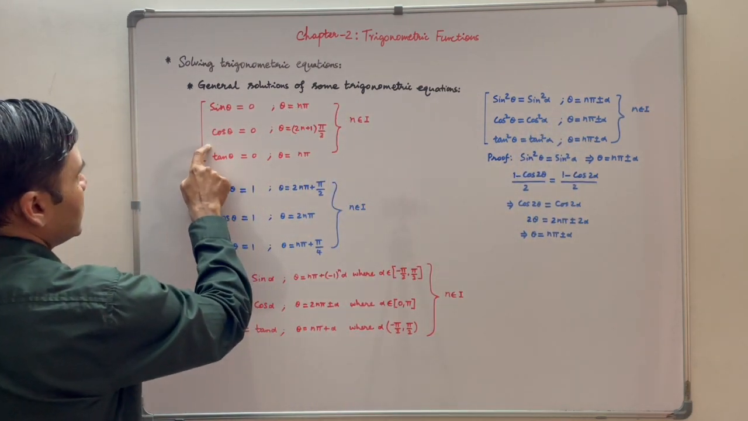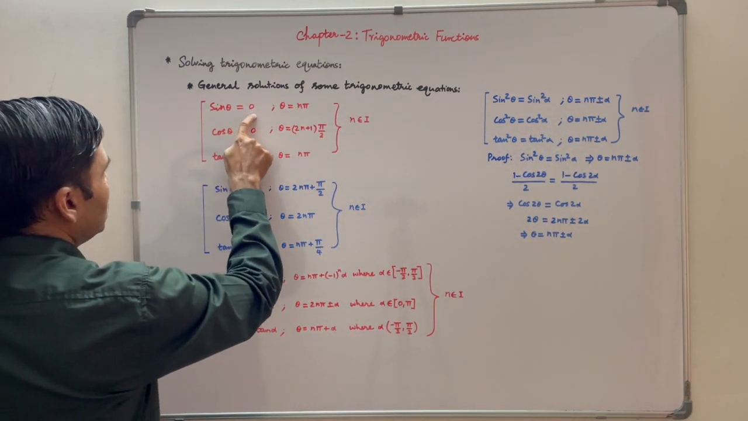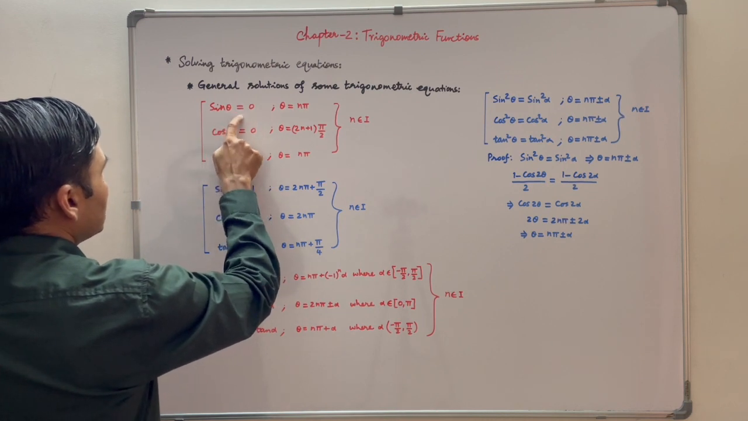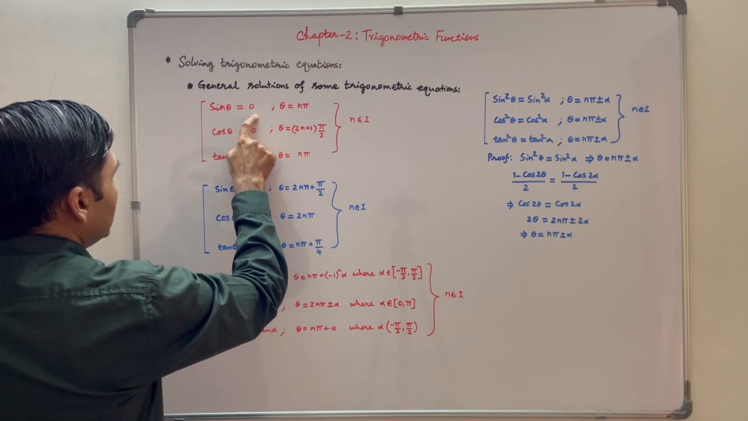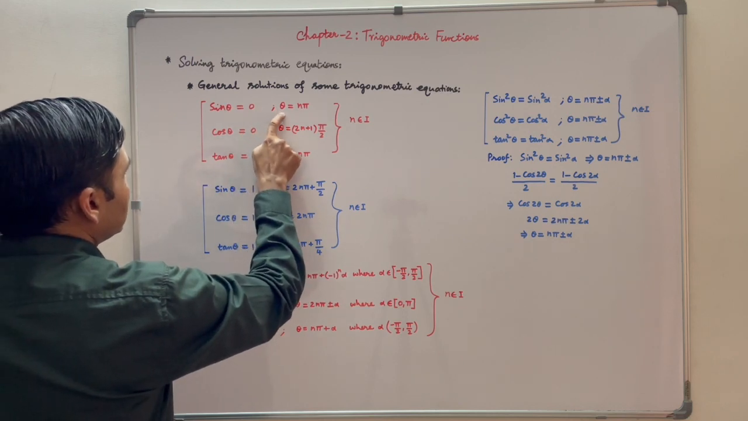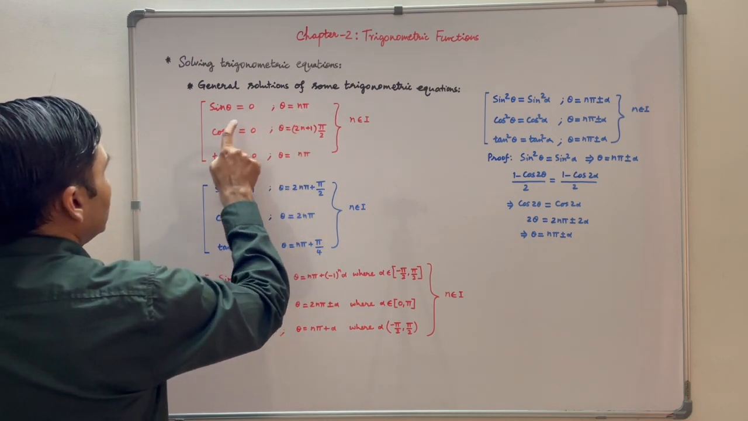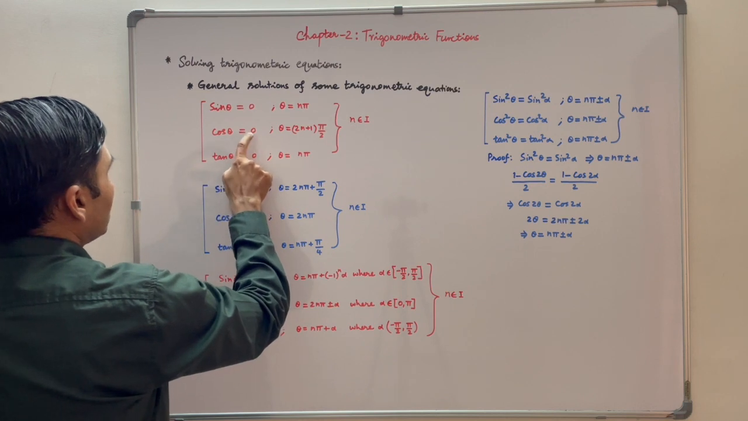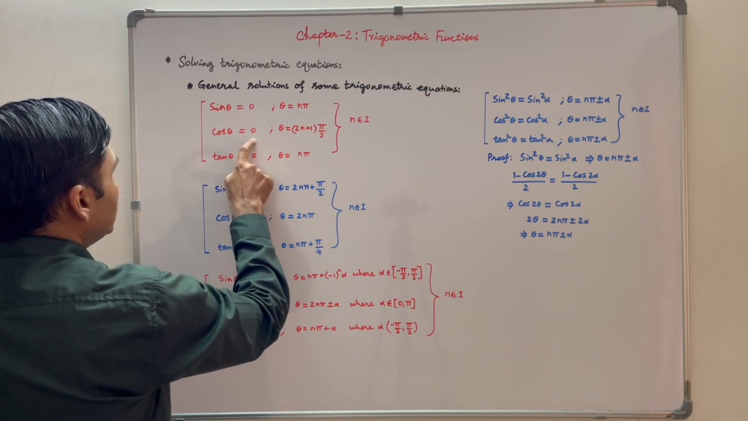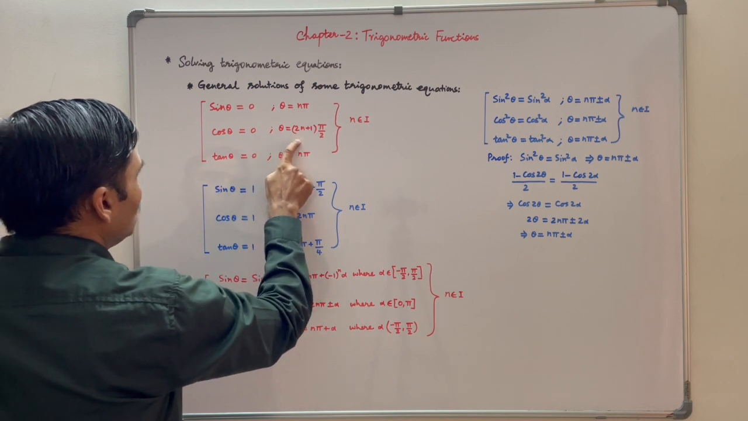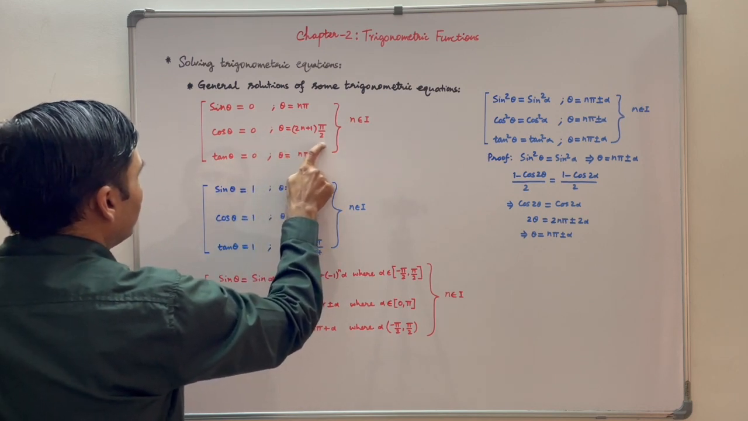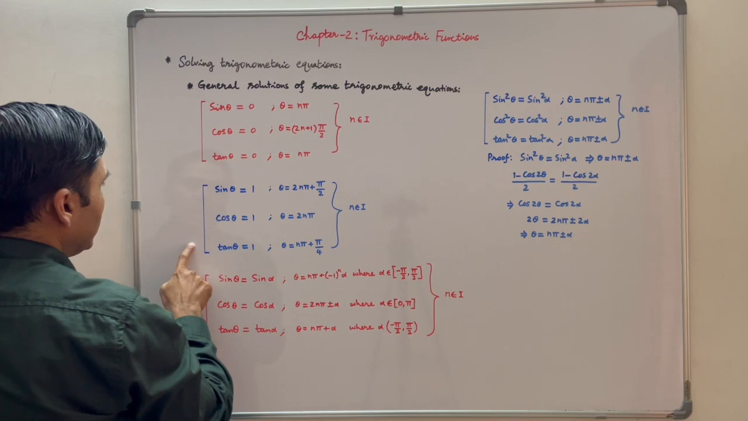This is easy to understand. Sin theta is equal to 0 means sin theta is equal to sin 0 or sin pi in 0 to 2 pi. So general solution will be theta is equal to n pi. Cos theta is equal to 0 means cos pi by 2 or cos 3 pi by 2. So general solution will be theta is equal to (2n plus 1) pi by 2. Similarly, we can explain these.